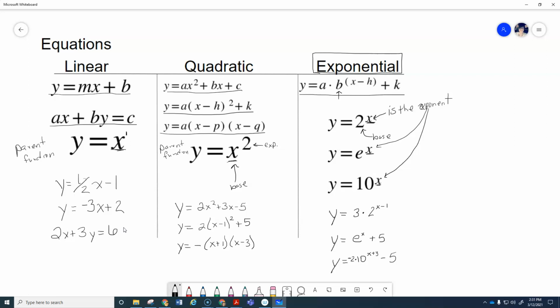So all of these though are exponential equations, and you should recognize them as such because the x here is the exponent. You've got the exponent. The x is in the exponent.